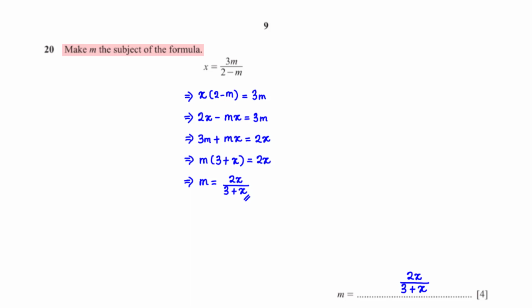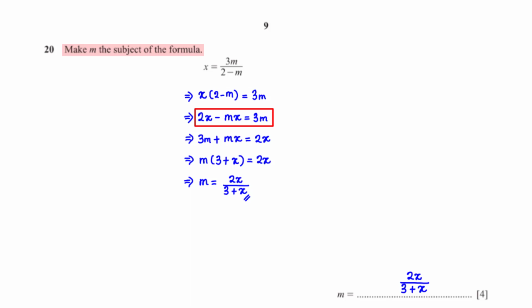Make m the subject of the formula. x equals 3m over (2 minus m). When we multiply both sides by (2 minus m), this is what we have. When we expand the brackets, x times 2 is 2x. x times -m is -mx.